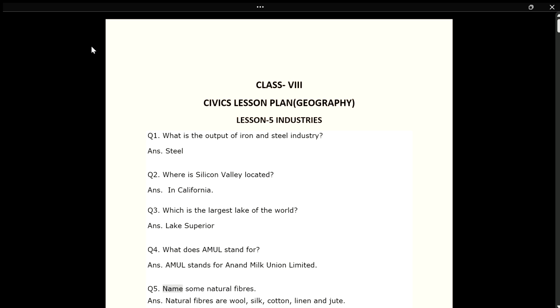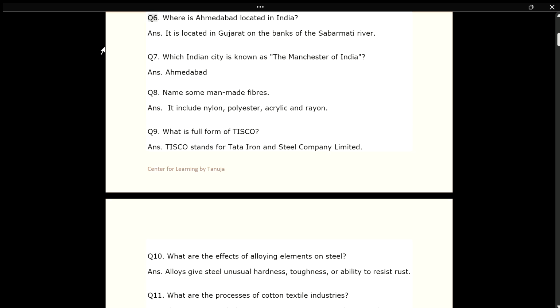Q5. Name some natural fibers. Ans. Natural fibers are wool, silk, cotton, linen and jute. Q6. Where is Ahmedabad located in India? Ans. It is located in Gujarat on the banks of the Sabarmati River.